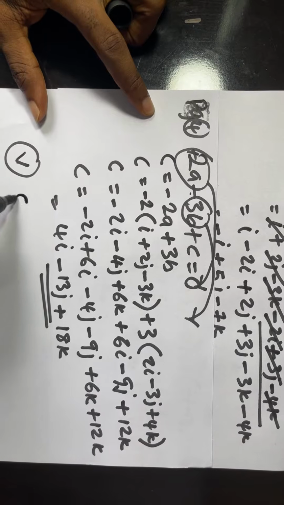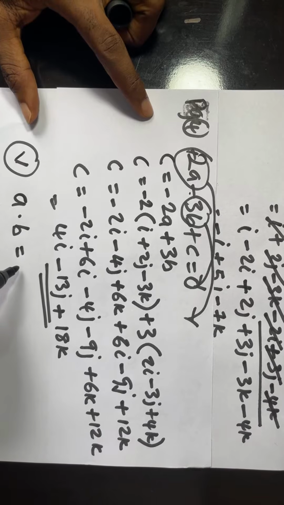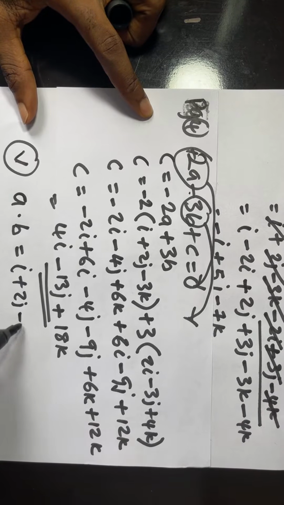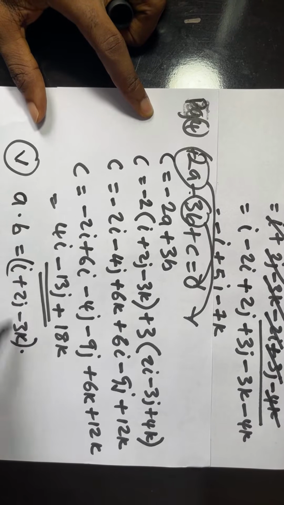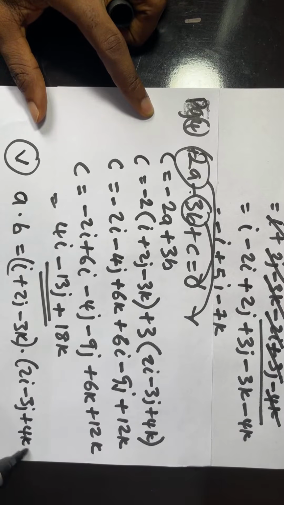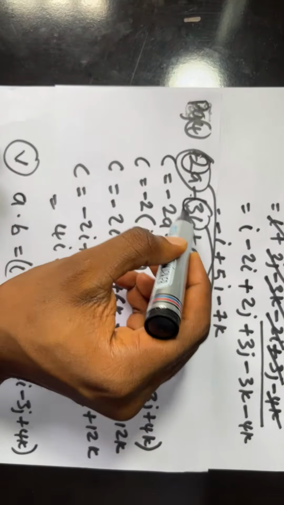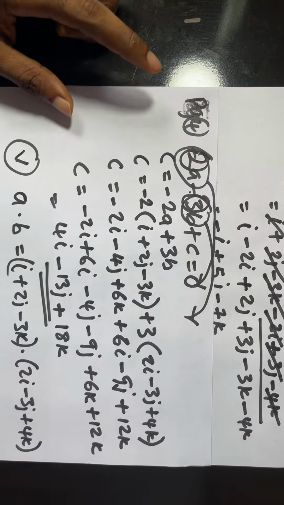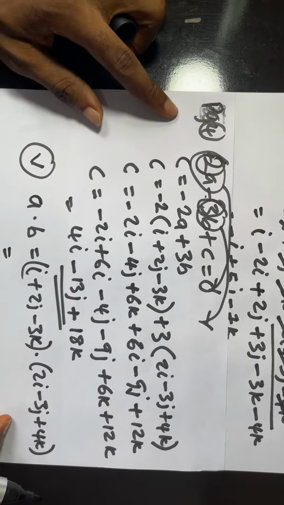So therefore, V will now be equal to A dot B, which is equal to what? I plus 2J minus 3K dot 2I minus 3J plus 4K. Now, dot, the result of this will be a scalar quantity. This is example of a scalar. That means it will be a single number. A single number. So let's dive in to this problem and solve it.